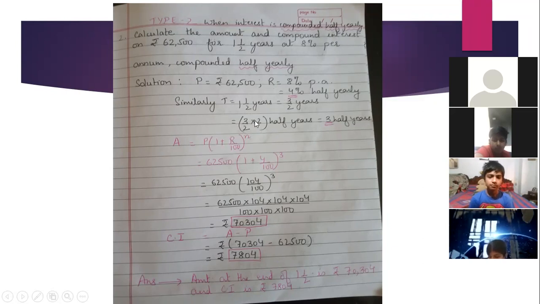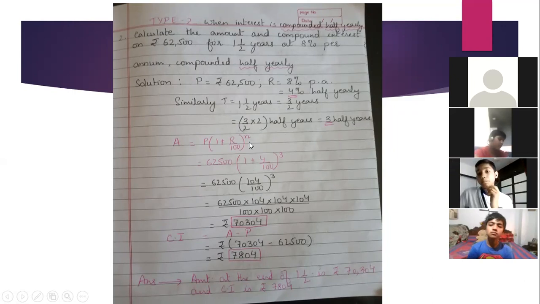Are you getting? So there are two ways. One is that you don't change the values over here. You keep R as 8 and you keep your time as 3/2 and you apply the specific formula for amount which I have given you just now for half yearly, right? One way is doing that. Another way is you stick to one formula only because some children get confused.